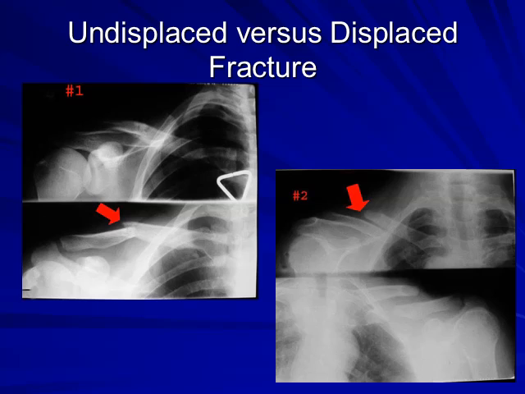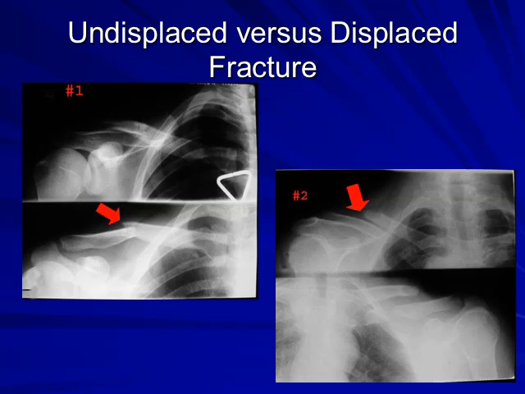closed reduction, meaning they did not have to surgically open the patient up and insert hardware. They did it manually. That way, they were able to put the arm and scapula in a position that created good alignment, but the ends of the bone at the fracture site are still touching one another. So that's an undisplaced or a non-displaced fracture.